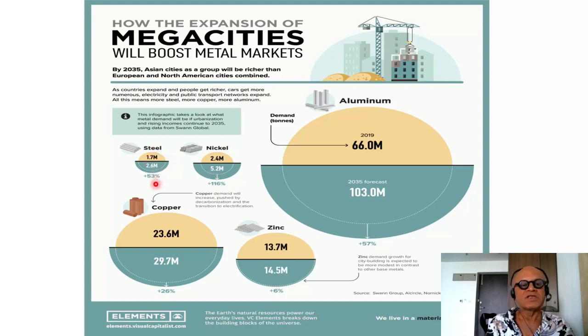going from 1.7 to 2.6 million, so a 53% increase by 2035. Nickel 2.5 to 5.2 million, 116%. Copper 26%, going from 23.6 million to 29.7 million. Zinc going from 13.7 million to 14.5 million. That's a 6% jump there. And aluminum sees a whopping 57%, going from 66 million tons in demand in 2019 to 103 million tons by 2035, a 57% jump.